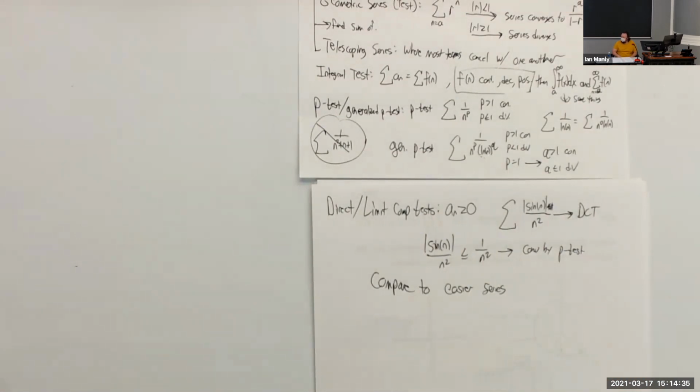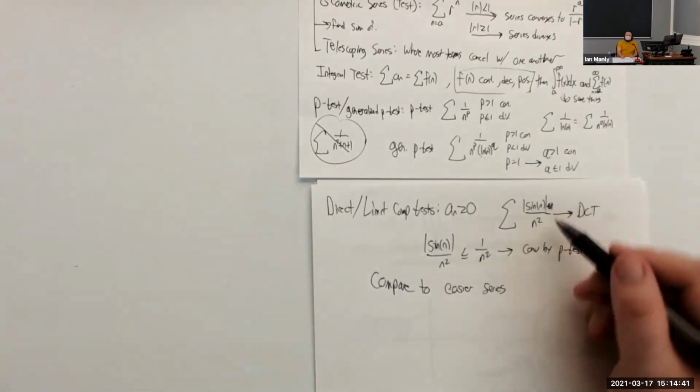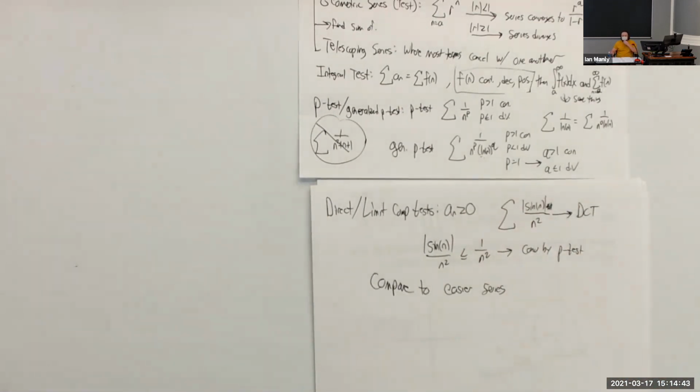But would the limit comparison test not work? It wouldn't work if we picked 1 over n squared. It would work if we picked a different one, like 1 over n to the 3 halves or something like that. But that's a little bit more complicated. So in this case, you could use limit comparison, but it would be harder to do that.